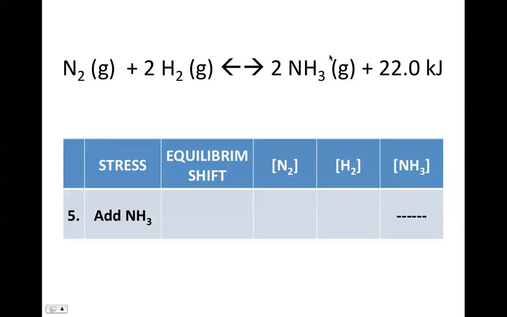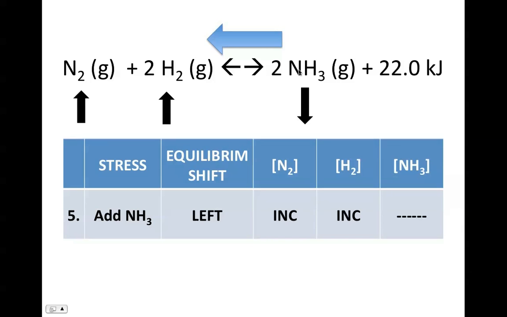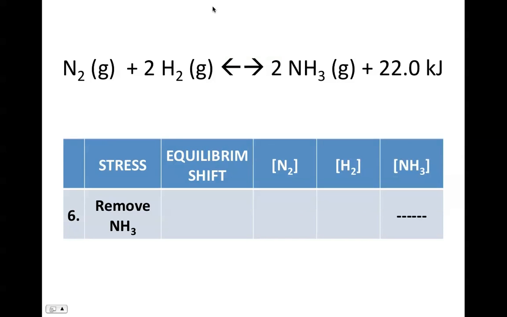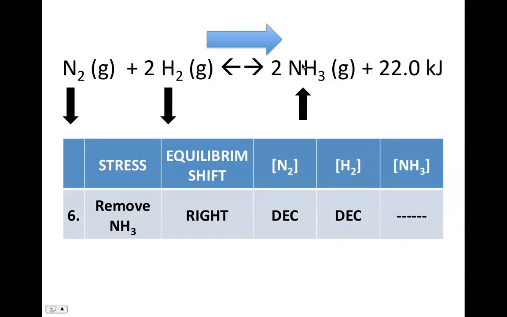All right, so now let's look at adding a product. If I add my product over here on my product side, I'm going to shift away from that side, meaning I'm shifting to the left. I'm going to increase what I'm shifting towards and decrease what I'm shifting away from. So I have a shift to the left, increasing my original reactants until equilibrium is regained again. If I remove my product, I'm going to shift towards the side that I'm taking from. So I'm going to be shifting to the right. I'm shifting away from nitrogen and hydrogen, so those are going to go down, and I'm going to be trying to make more of that initial ammonia that I lost. So shifting right, and I'm decreasing what I'm shifting away from.